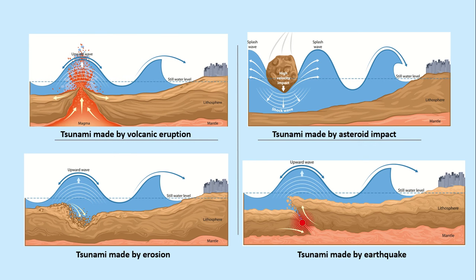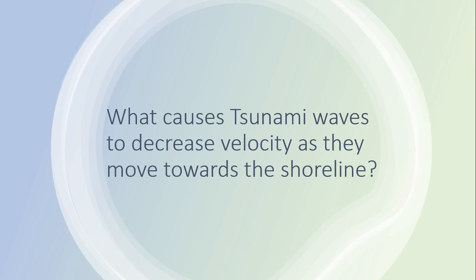Here are a few diagrams of how tsunamis can occur. The first one shows how a tsunami is made by a volcanic eruption. The second one shows how a tsunami is made by an asteroid impact. The third one shows how a tsunami is made by erosion. And the last and most common one shows how a tsunami is made by an earthquake.